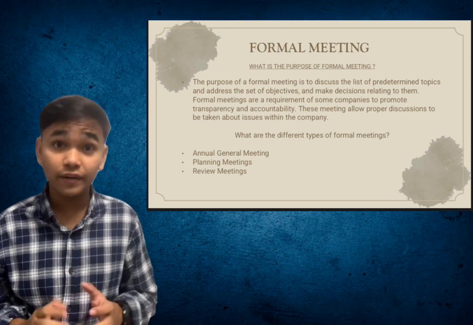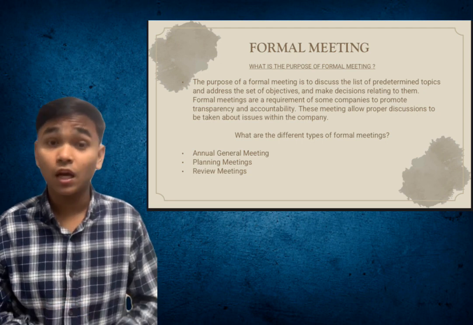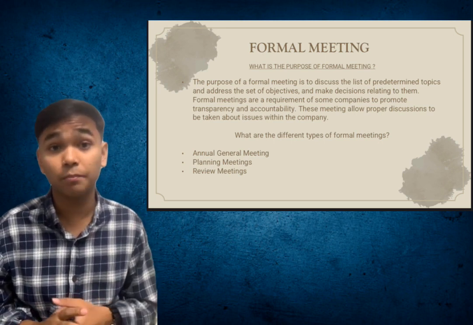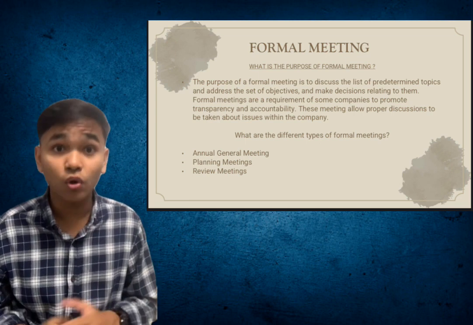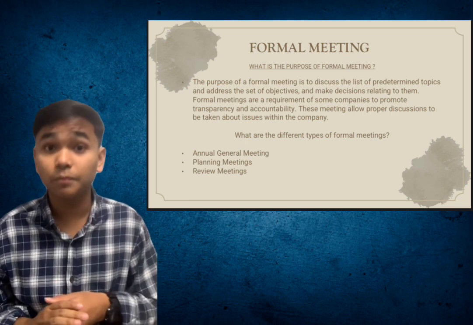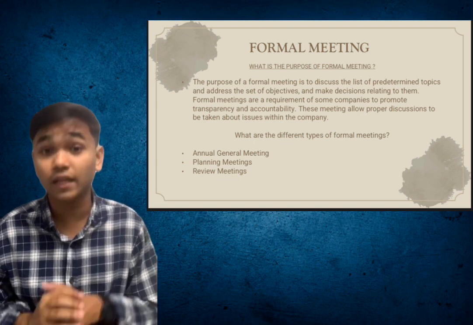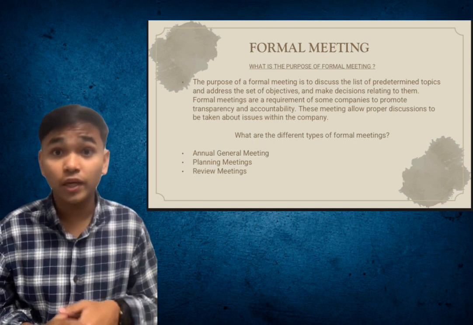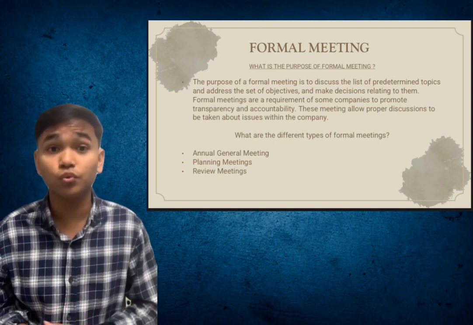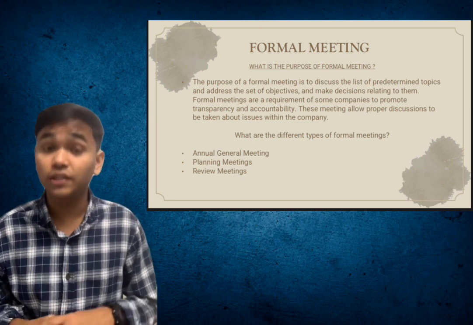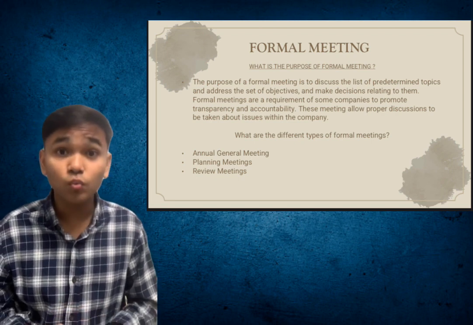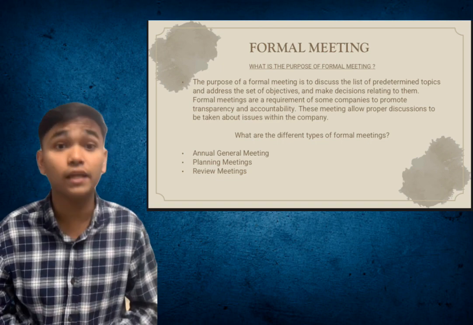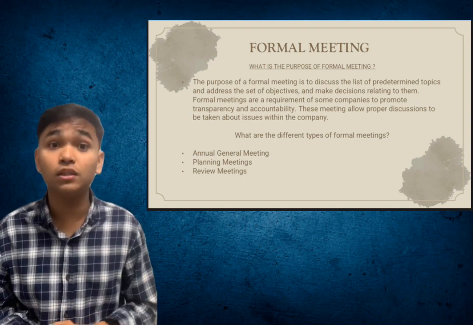So next, what are the different types of formal meeting? Annual general meeting. These are usually a requirement of a company. Employees and shareholders will meet to discuss progress in the past year and what to do in the next one. The next one is planning meeting. Group will gather together to plan what to do and how to do it. And the last one is review meeting. Participants will gather to discuss what has been done, how successful it was, and whether it could have been done differently.